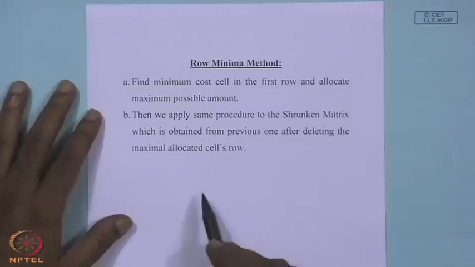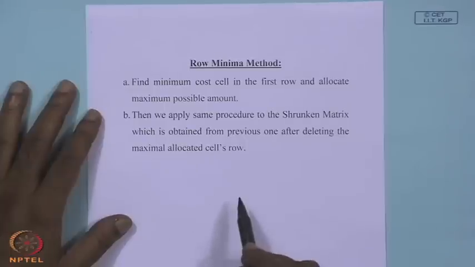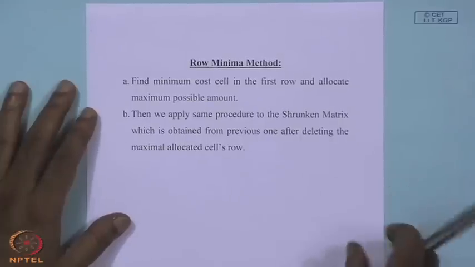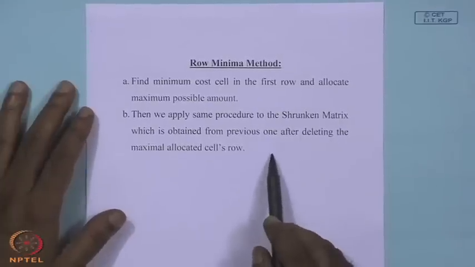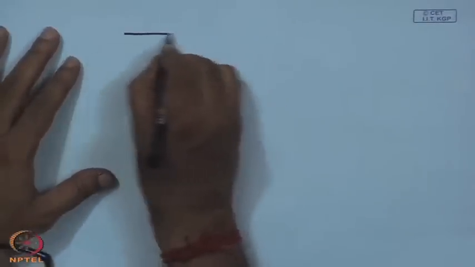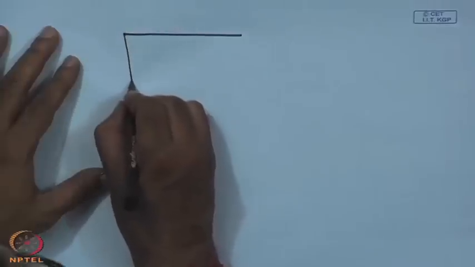Here from the table we are deleting the row once I have allocated the maximum. So, the availability is 0, so I can obviously delete the row. So, the algorithm is this one. Let us see the example, from where it will be clear again. Let us see the problem.